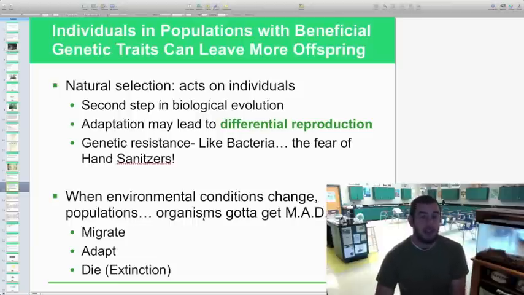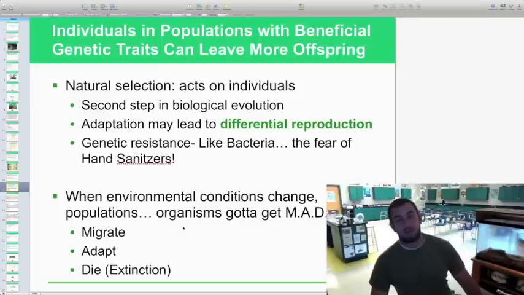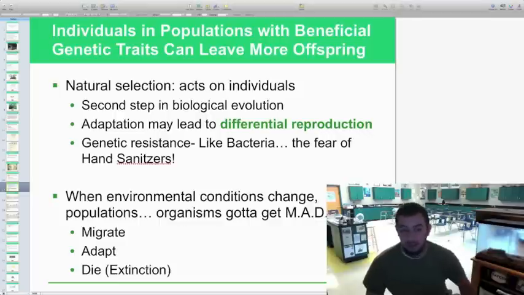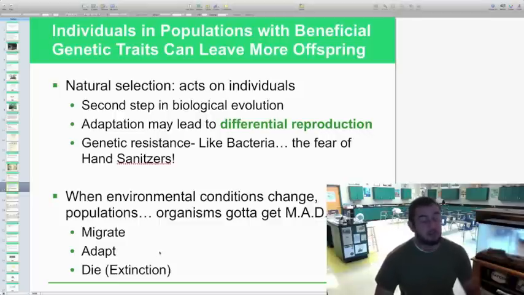The A stands for adapt, which they would do if they had the genetics, if they have those mutations. And then D stands for die, which means they didn't migrate and they couldn't adapt. So therefore, they went extinct. That's if it was a large scale environmental change. If it's a small environmental change in a given area, you might have more migration happening than death. But adapting is only going to happen for those species that have the mutations already built in that allow them to be suitable for that changed environment.